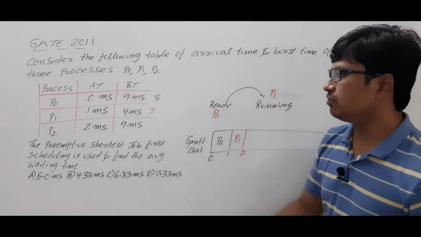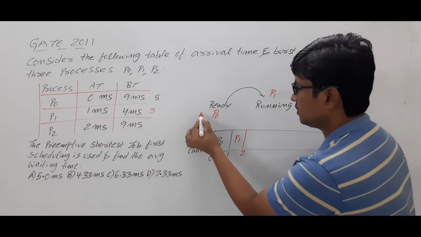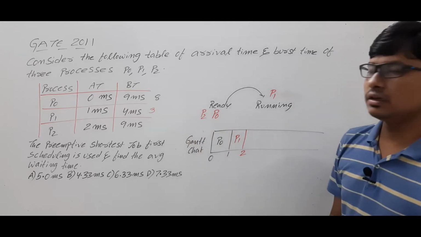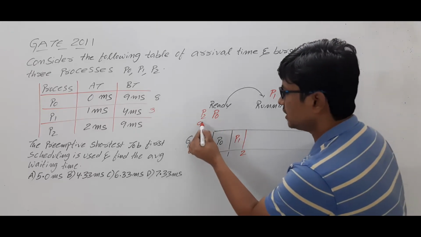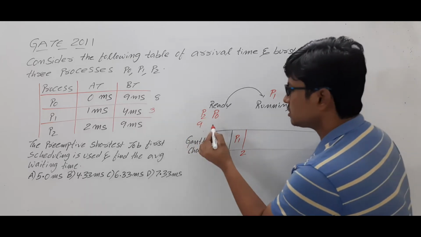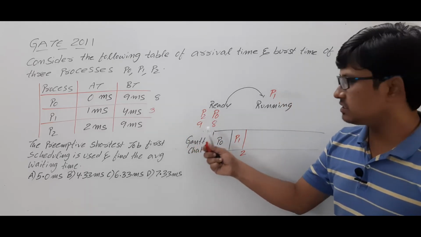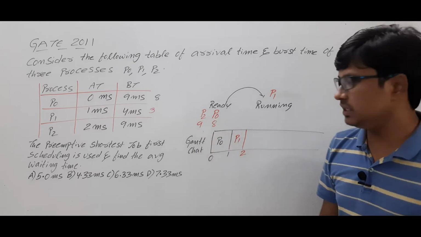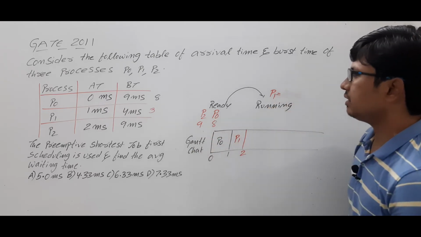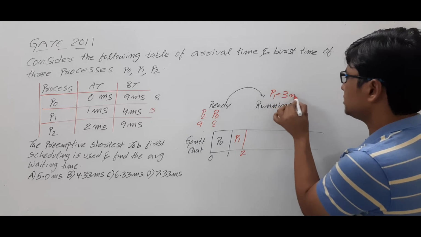By that time, process P2 has arrived in the ready state. Look at the burst time. Process P2 needs 9 milliseconds. Process P0 needs 8 milliseconds. Process P1's remaining burst time is 3 milliseconds.